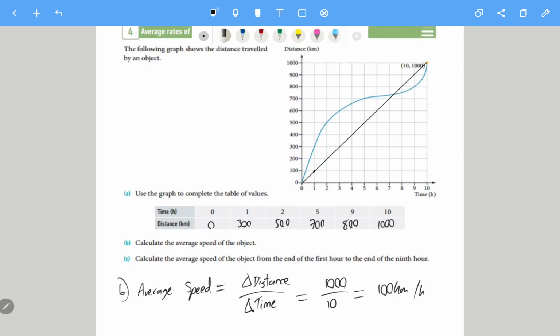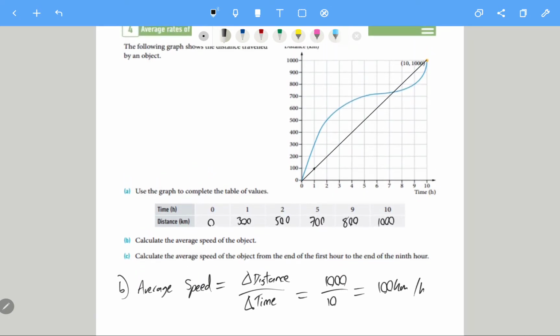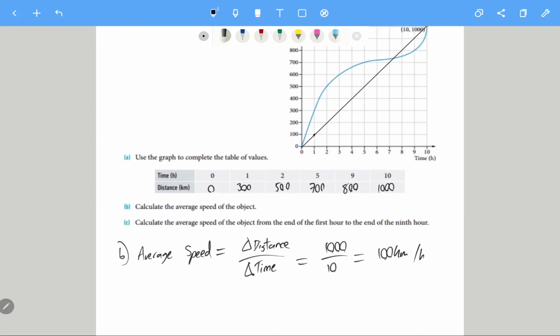All right, so you can see that although the average speed of the object is 100 kilometers per hour, in fact, we're not actually going at 100 kilometers per hour for really any part of the journey. It's just in the average. In fact, the only place we're really going about 100 kilometers per hour is about over here, where the slope sort of matches there.